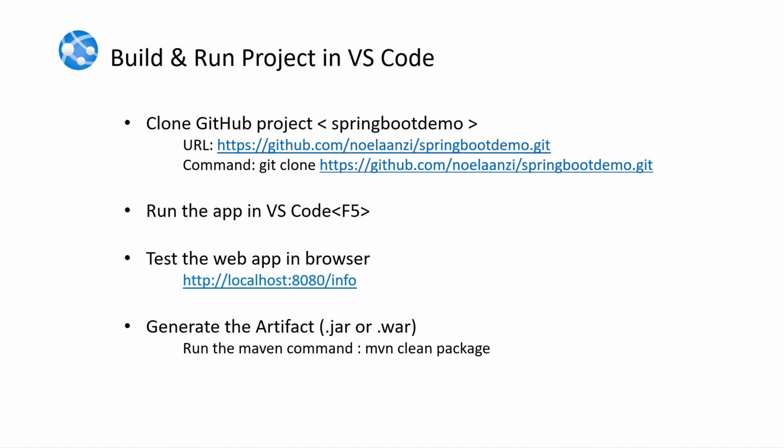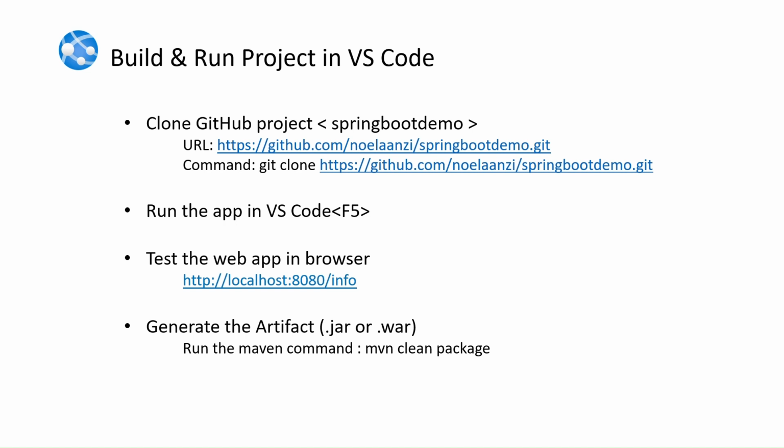First, we need to have a Spring Boot web app project. So I have a web app project in my GitHub account, so we can clone that one and use for our tutorial purpose. Next, we will run the app in the VS Code. Then we will test the web app in browser whether it is working correctly or not. Then finally, we will generate the artifact using the maven command mvn clean package, which will generate the snapshot.jar file, which we will use for deployment in the Azure App Service.